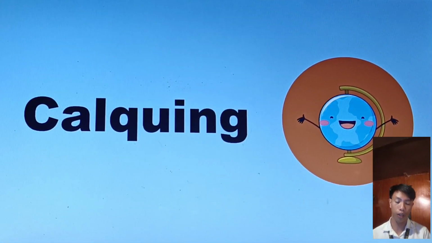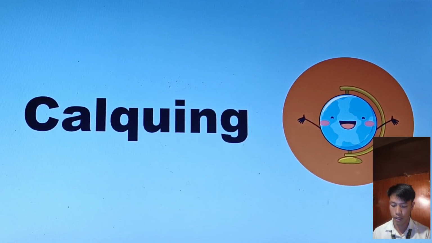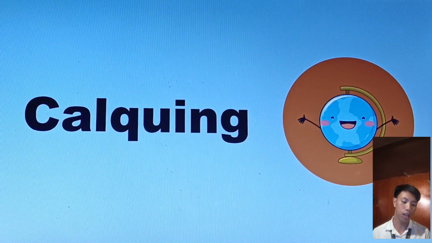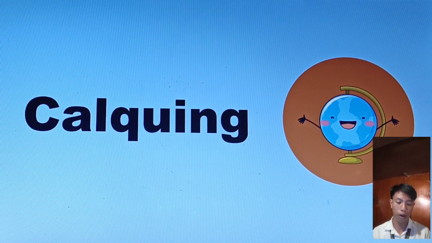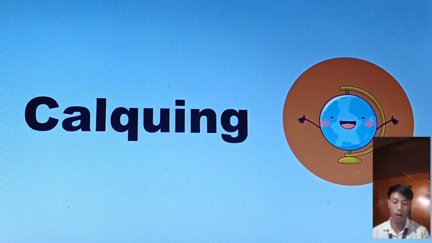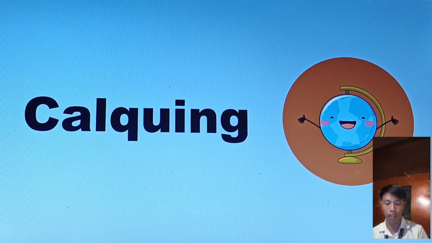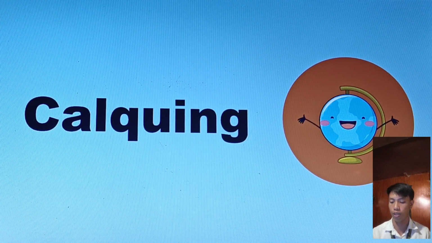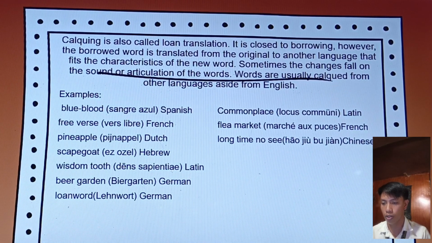Next was calquing. So, calquing is also known as loan translation. It's a way of borrowing words from another language by directly translating the parts of the words or phrases. It's like creating a new word in your language by mirroring the structure of words from another language. So, calquing is called loan translation, and it is a kind of borrowing.